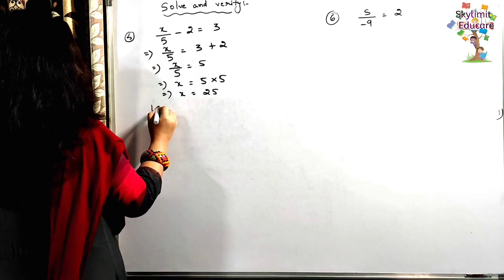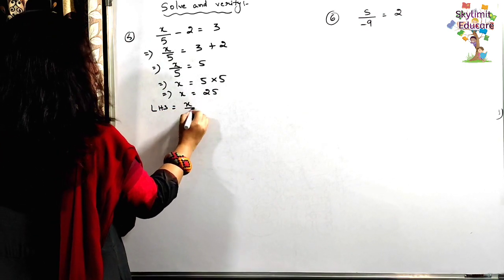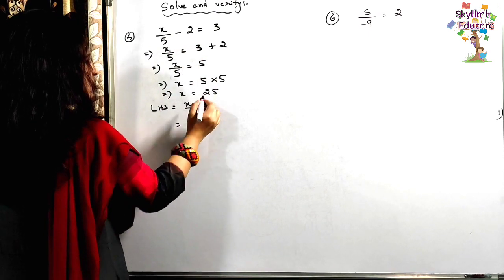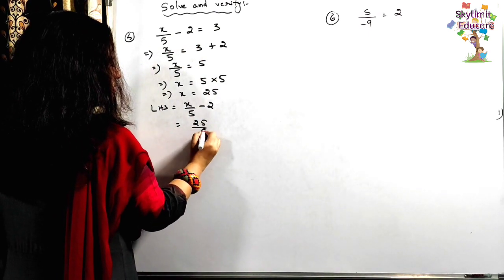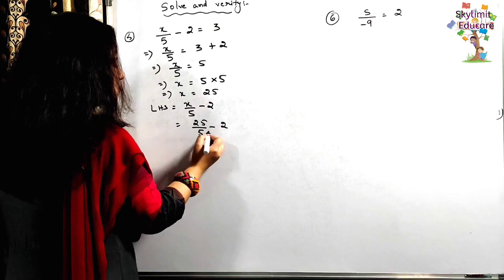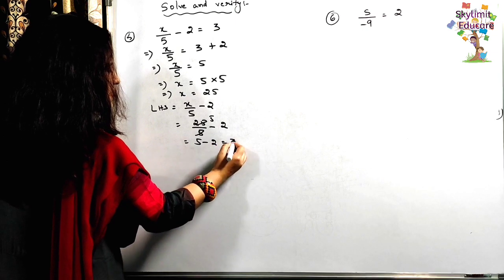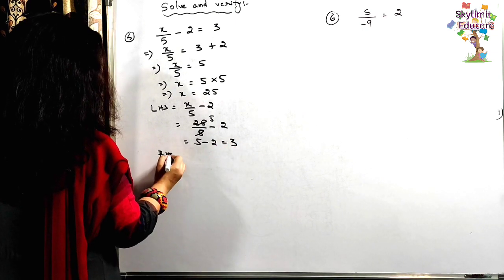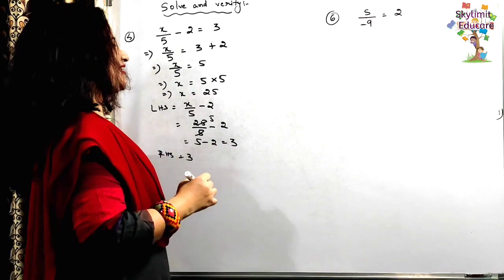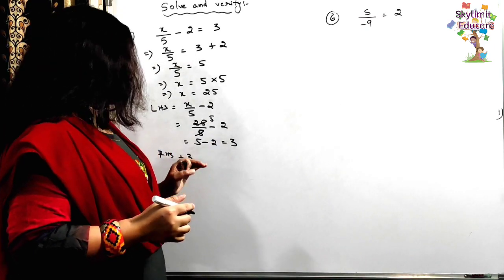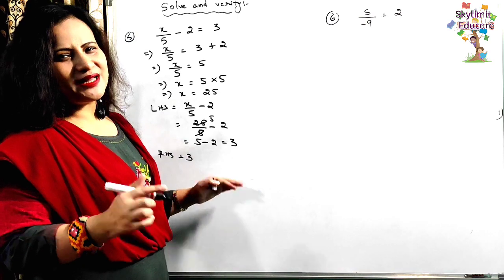Let's verify. LHS: x by 5 minus 2. Yes. What is the value of x we have obtained? 25 upon 5 minus 2. So 5 minus 2 will give us how much? 3. On the right hand side also we have what? 3. Okay, so this verifies our equation. Right? And you have to write here LHS equals RHS equals 3, hence verified.